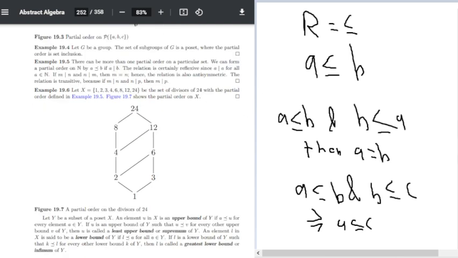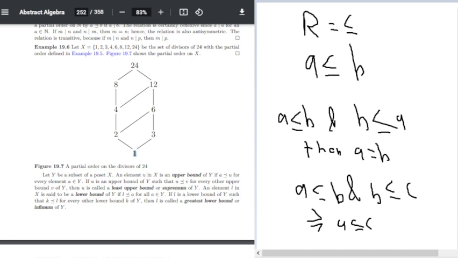Example 19.6. Let X equal {1, 2, 3, 4, 6, 8, 12, 24} be the set of divisors of 24 with the partial order defined in example 19.5, so the division partial order. We have a figure where the partial order is shown. 1 divides 2, and 2 divides 6 and 4. 3 does not divide 4, so there's not a line there, and then it respectively goes up.